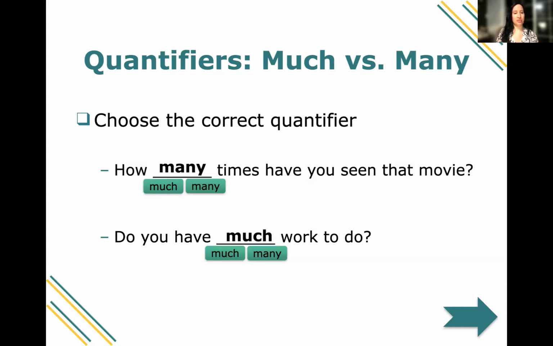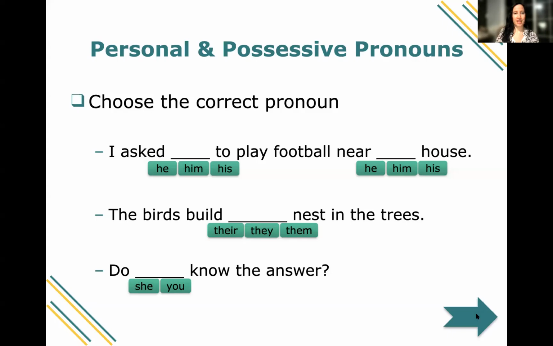Do you have much work to do? Not too bad, right? You remember much versus many. Let's do the personal possessive pronouns, okay? We're going to choose the correct pronoun. So the first sentence has 2 of them. I asked him to play football, or I asked his to play football. So I asked him to play football near he house, near him house, or near his house. Near his house. Now remember, him is the personal pronoun and his is the possessive.